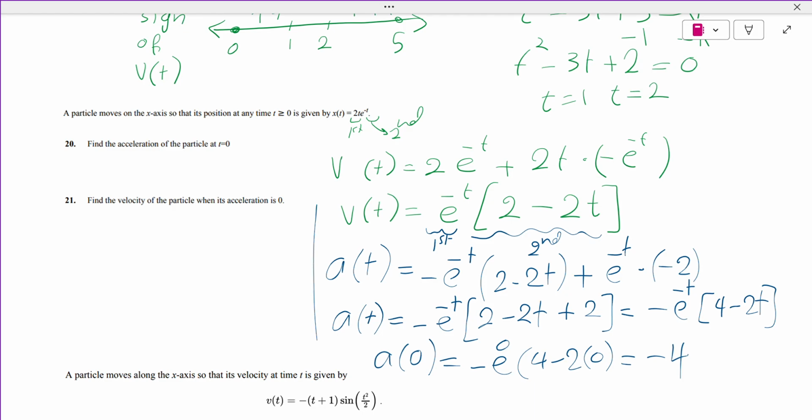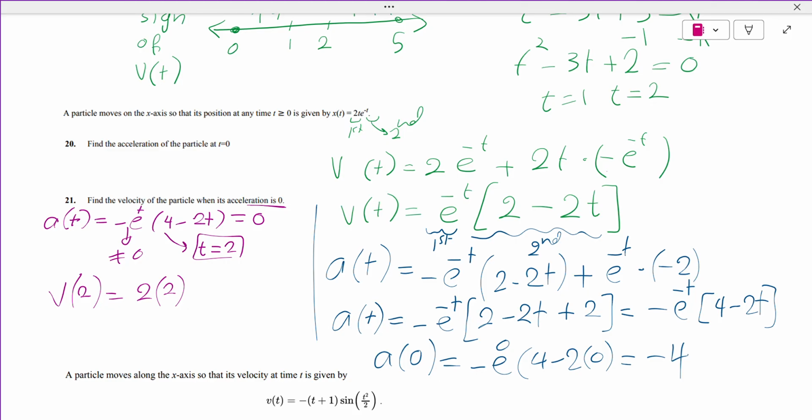Question 21 says, find the velocity of the particle when the acceleration is 0. Well, we found A of t to be minus e to the power of minus t, bracket 4 minus 2t. If you set it equal to 0, as it says here, this one is never 0, but this one can be 0, and t will be equal to 2.